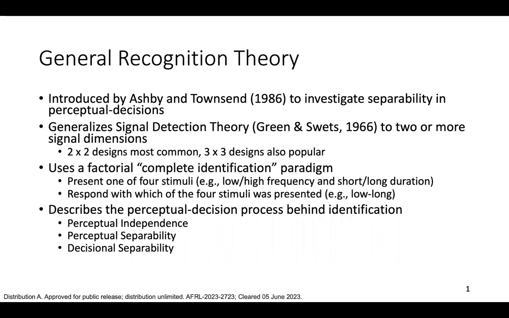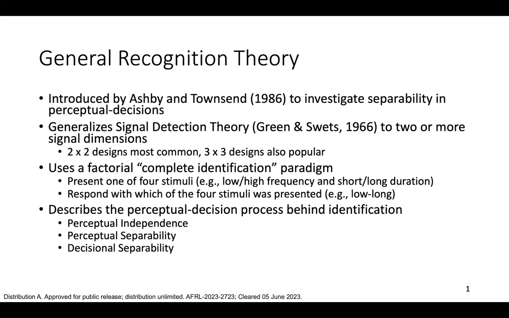Ashby and Townsend introduced general recognition theory to investigate varieties of independence in perceptual decisions. It can be thought of as a generalization of signal detection theory to multiple dimensions. GRT experiments use a factorial complete identification paradigm where, in the case of a 2x2 design, one of four stimuli is presented on a trial, and the participant must press one of four buttons to indicate which stimulus was presented. From the responses, we can construct a confusion matrix and conduct statistical tests to infer if there was any violation of independence in the participant's perceptual decision process.